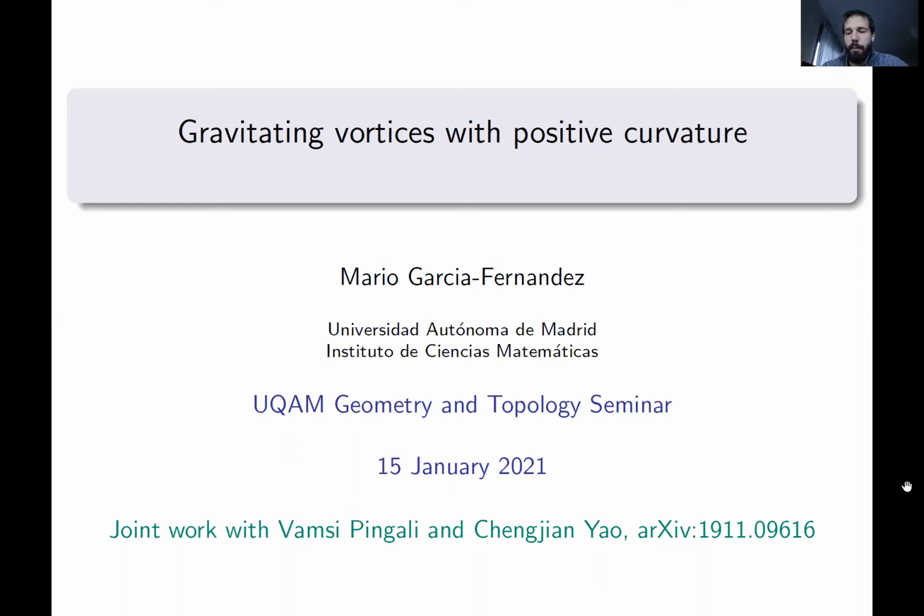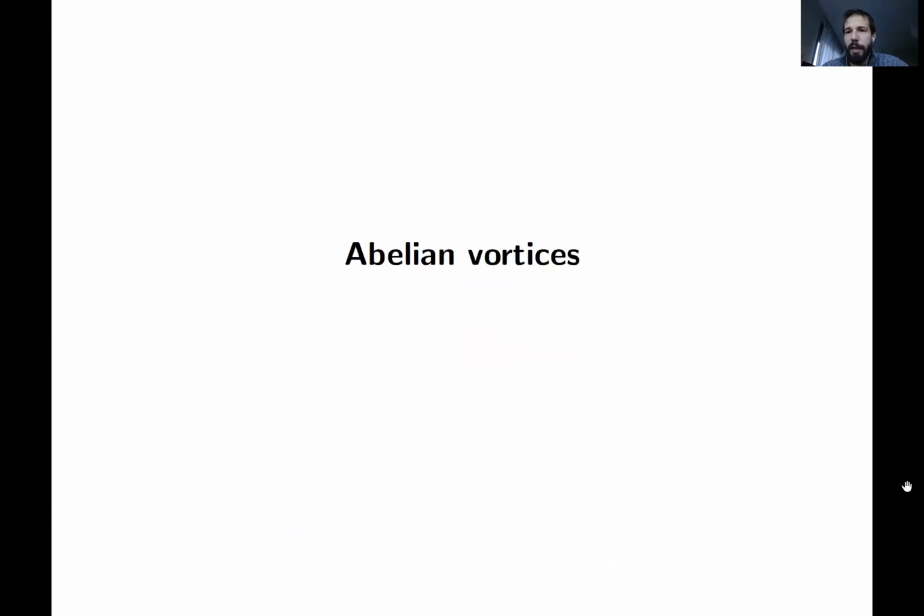So let me start with recalling some basic stuff about the classical theory of abelian vortices on a Riemann surface. And then I will move on to the situation of my main interest, which is when the vortices back react to the metric on the Riemann surface.